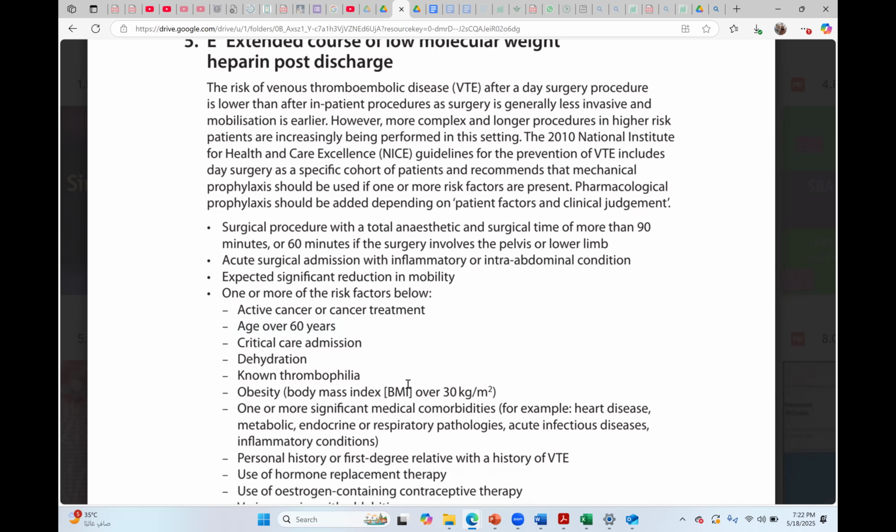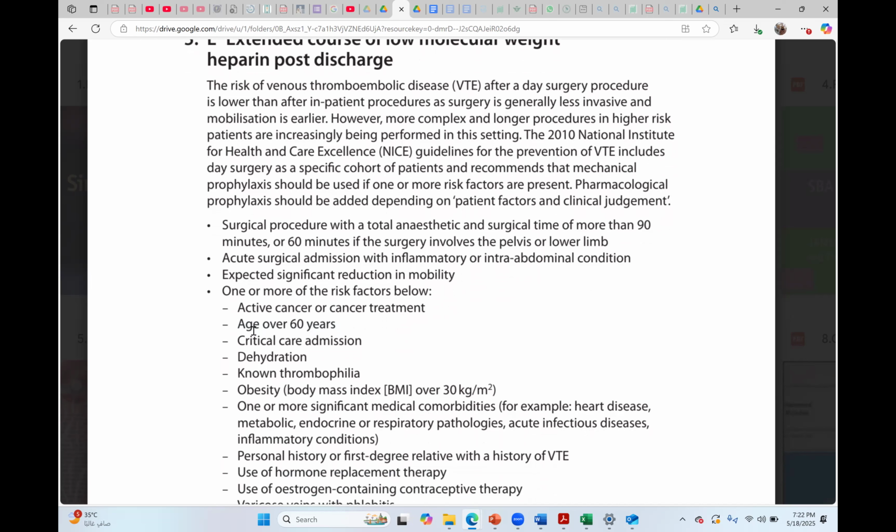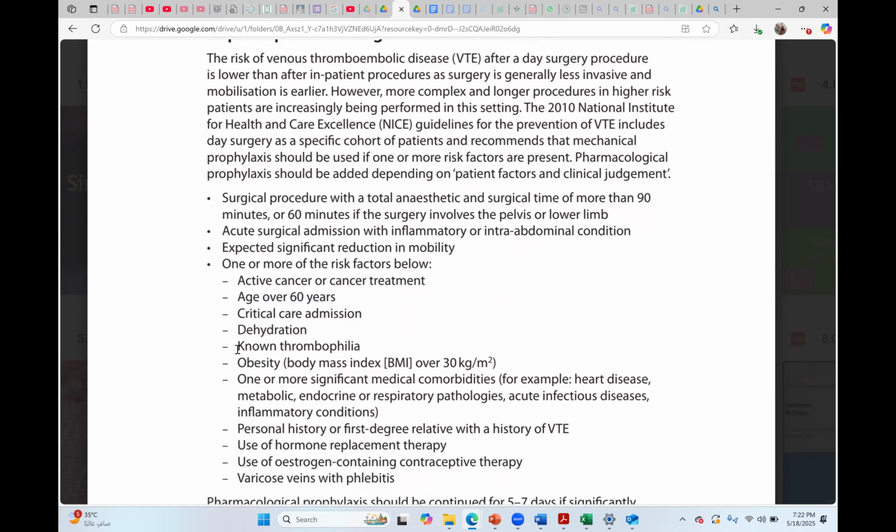Then there will be certain things like active cancer or cancer treatment, age over 60, critical care admission, dehydration, known thrombophilia. Now all these things you need to revise. What is thrombophilia? Obesity: what is the classification of obesity? I tell you something: when you are preparing for any exam, even one MCQ can take a lot of time, but the learning you get will be long lasting. So this is the purpose.